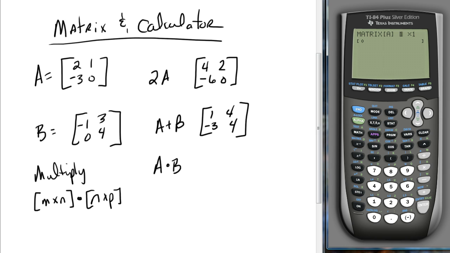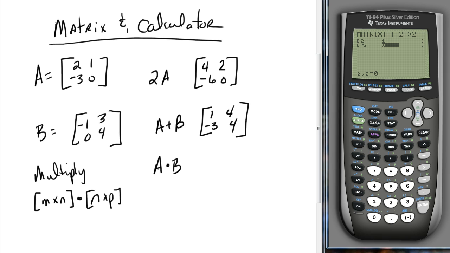Now right now it's set up as 1 by 1. 1 row, 1 column. Well, that's not really helpful. So I want a 2 by 2. So I press 2, enter. Now notice 2 rows, 2 columns. And I'm going to enter in the numbers. 2, enter, 1, enter. You could also use the arrow keys if you want to move around. Negative 3, enter, 0, enter.